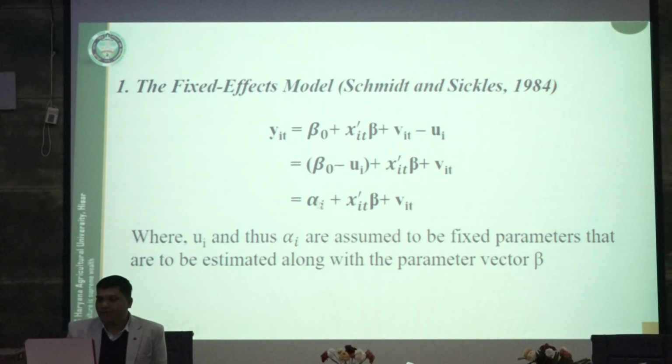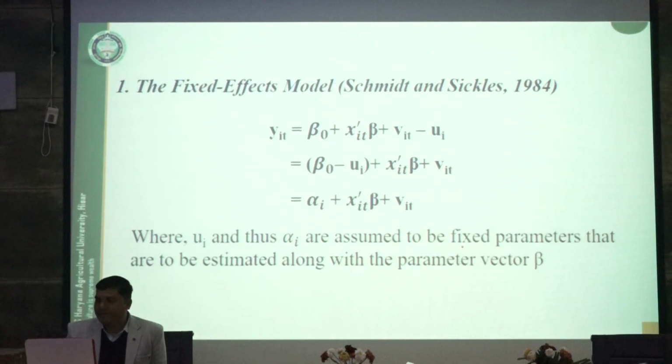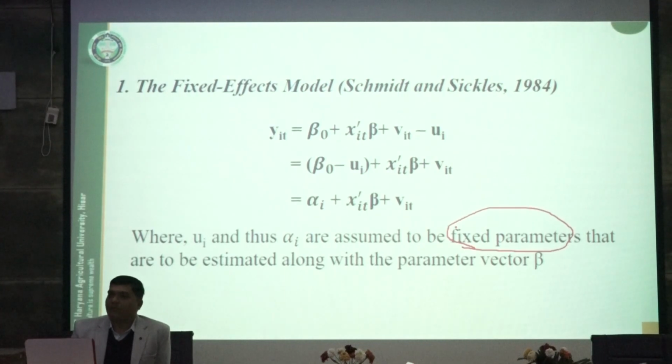Then this alpha is the beta naught minus UI, and if this alpha I, or you can say UI, has fixed parameters, that means your model is a fixed effect model.